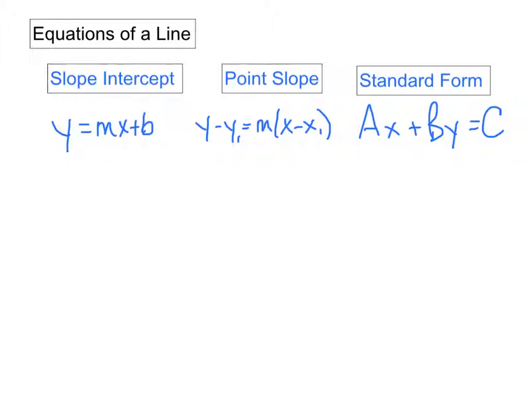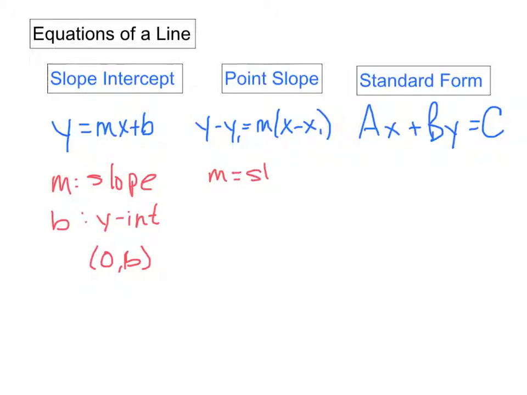Slope-intercept got that name because the m is our slope and the b is our y-intercept. If we were to plot the y-intercept on the graph, it would be (0, b). Alright, point-slope: again we have our m as the slope, and then this (x1, y1) is a point on the graph.